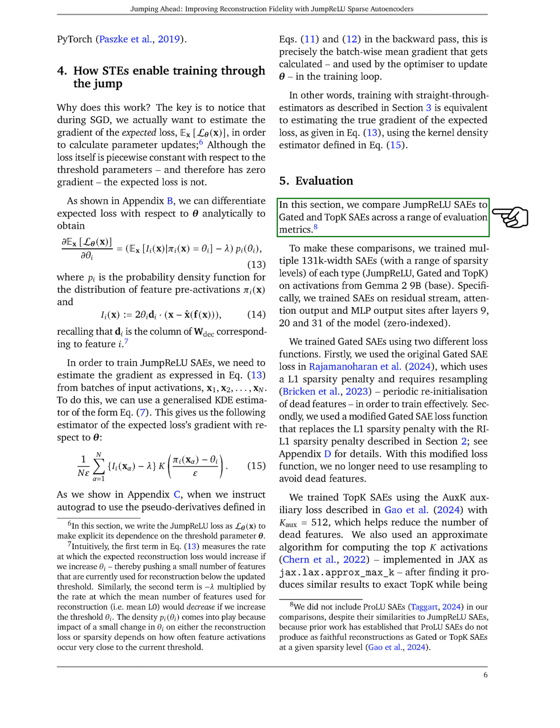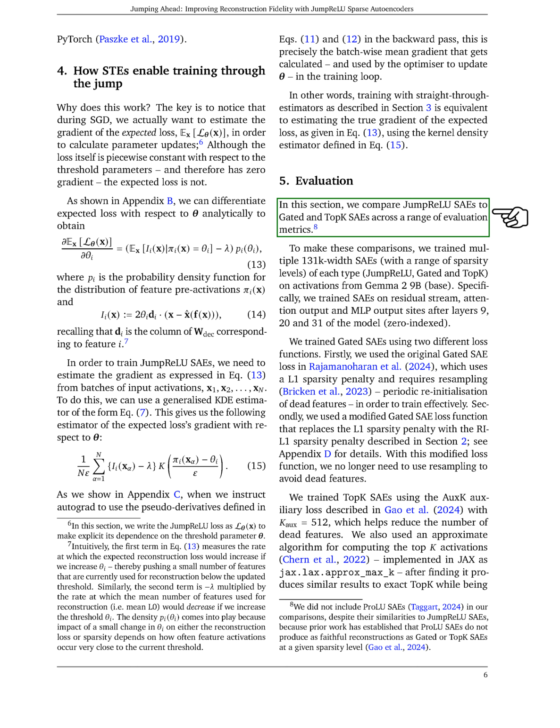Next, we evaluate the performance of JumpReLU SAEs compared to gated and top K SAEs across various metrics. For this comparison, we trained multiple SAEs with a width of 131,000 and different levels of sparsity for each type, JumpReLU, gated, and top K, using activations from the Gemma 29B model. Specifically, we focused on activations from the residual stream, attention output, and MLP output after certain layers of the model.